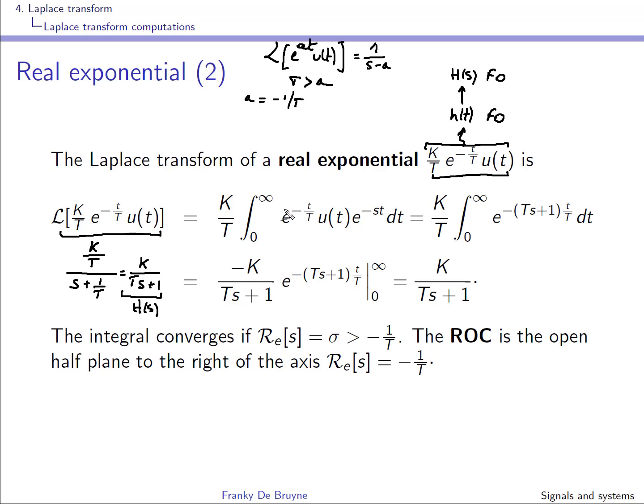Of course, you can go through the calculations using the definition of the Laplace transform and you'll end up with the same result. Of course, the domain of convergence will be sigma larger than a, and a here is minus 1 over t.